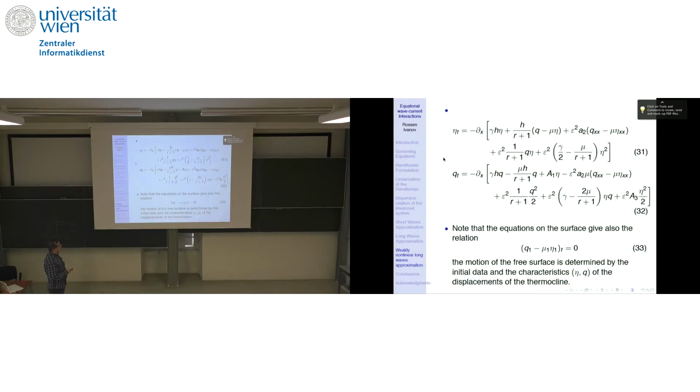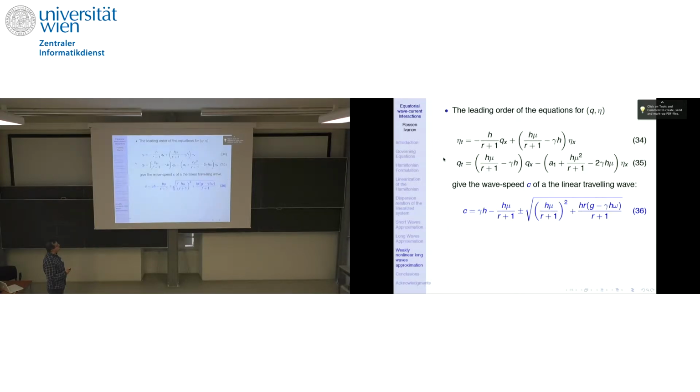So this is what we have. And then we also see that this is conserved, and the equations on the thermocline in the leading order give us this propagation speed, the linear one, which doesn't depend on k. So we have two left and right running waves.